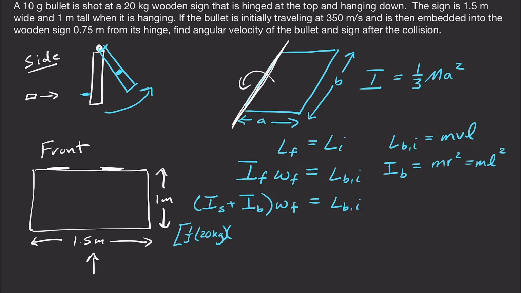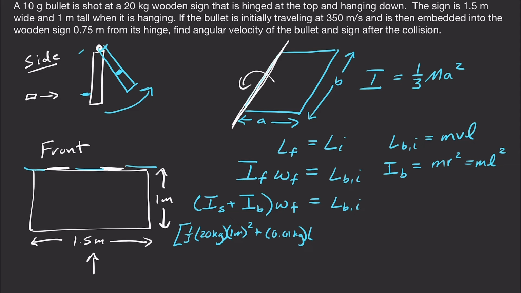So A is the distance from the axis, from the side that's perpendicular to the axis of rotation. So in this case, that is 1 meter. So that's squared plus the moment of inertia of the bullet. So that's going to be ml squared. So this is a 10-gram bullet. So that will be 0.01 kilograms times L squared.